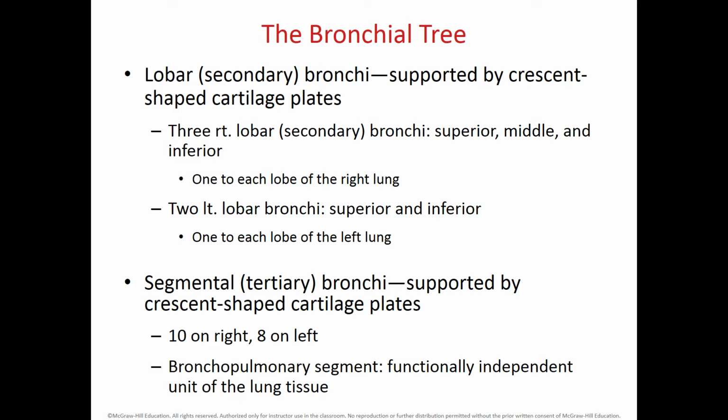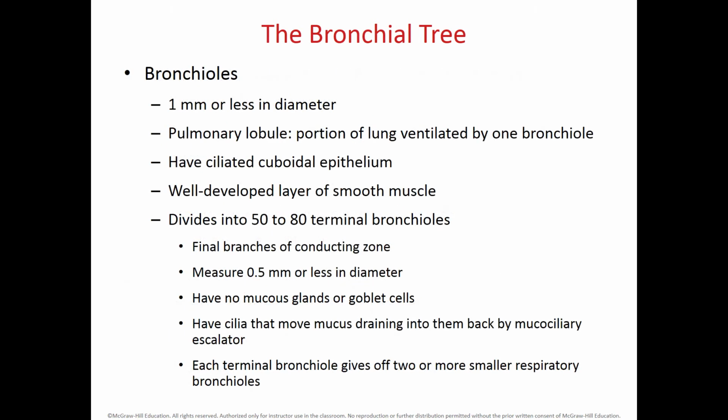The lower bronchi or secondary bronchi will subdivide into segmental or tertiary bronchi, and of these tertiary bronchi we will have 10 on the right lung and 8 on the left, and they will supply a structure within the lungs that we call the bronchopulmonary segment, which is an independent unit of the lung tissue. So we have 10 bronchopulmonary segments on the right and 8 bronchopulmonary segments on the left. These tertiary bronchi will subdivide into bronchioles.